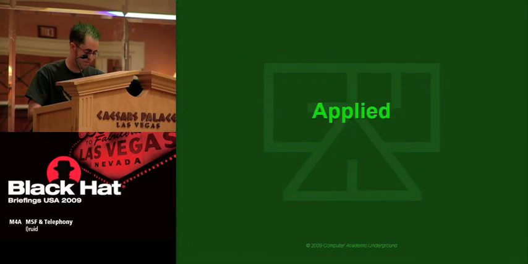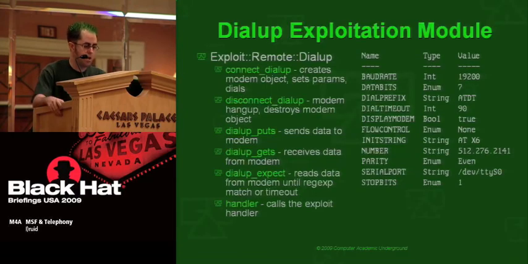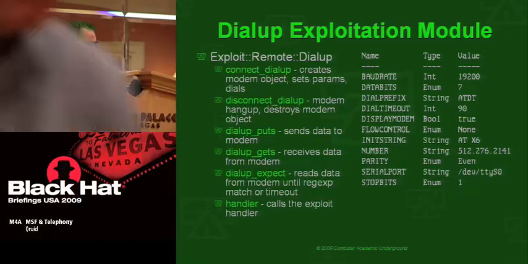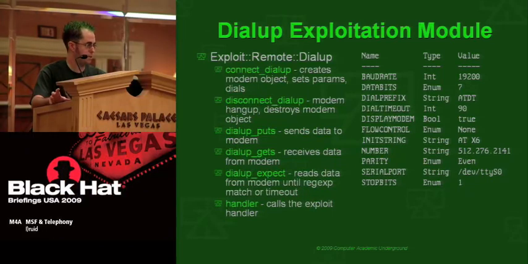So how do you apply this? The dial-up exploitation module basically lets you create an exploit that uses the underlying modem object and the telephony stuff. The methods it provides are connect dial-up, disconnect, puts, gets. You can do an expect based on regular expressions, things like that, and then your regular exploit handler. The configuration options that you see over there are basically all of the same ones that you pass to the modem. So that's how you configure your modem from your exploit.